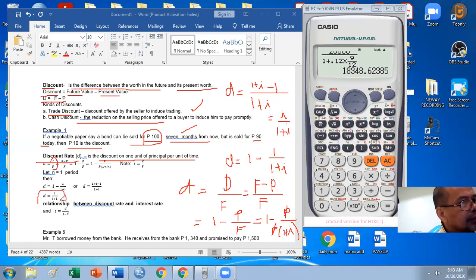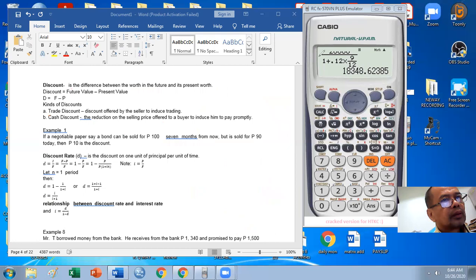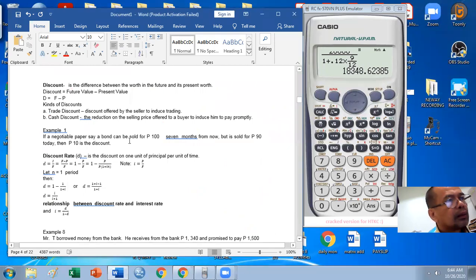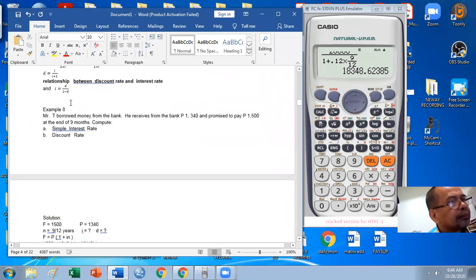Okay, the relationship between the discount rate and the interest rate: if you solve for I in this equation, that will just be D over 1 minus D. Okay, next is example 8.